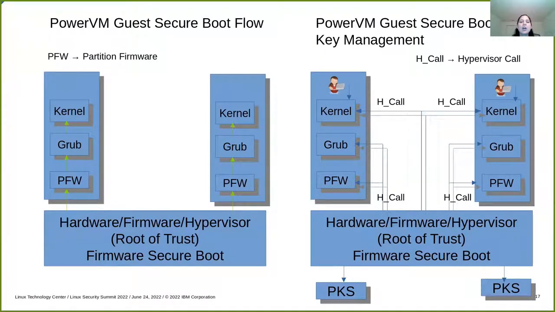And this is also where firmware secure boot is supported. So there's always firmware secure boot enabled here and all are verified. So this forms the root of trust for all the guests. Each guest has its own stack where the first layer is partition firmware, PFW, which loads grub, and then grub loads the kernel. The partition firmware is verified by the hypervisor, which verifies grub and then verifies the kernel.